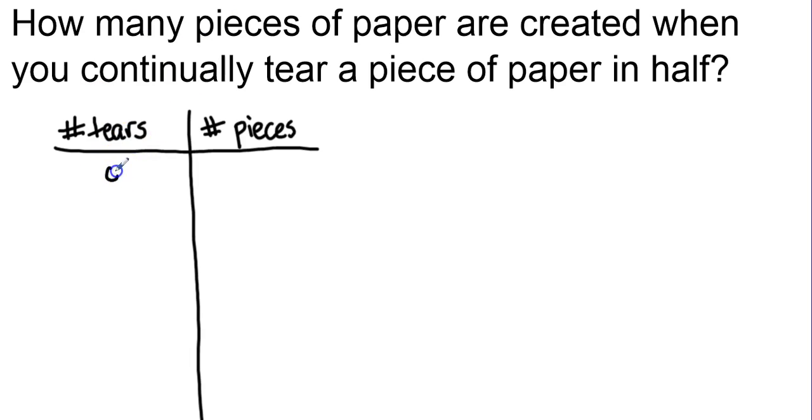So if I have 0 tears, you obviously have 1 piece. So go ahead and tear that piece of paper in half. Okay, so after one tear, 2 pieces, right? I want you to continually tear that piece of paper in half and record how many pieces of paper result after n amount of tears.